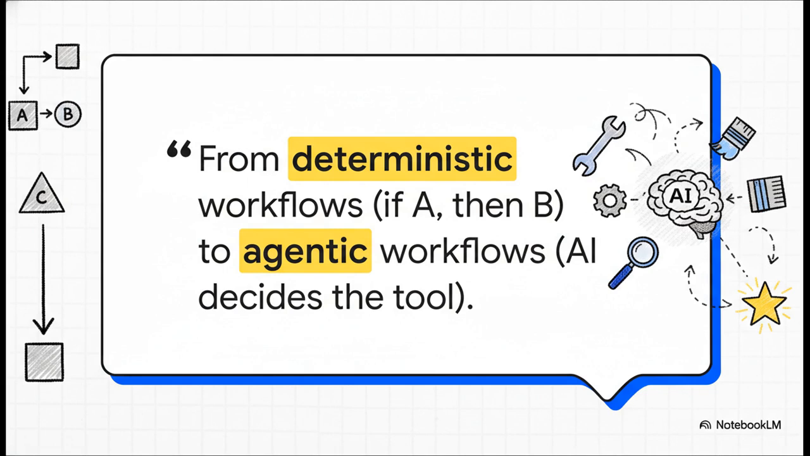Now, what does that mean? It means you can give an AI a goal, and it's smart enough to figure out which tools it needs and what steps to take to get that goal done. This is a giant leap. We're talking about going from basic automation to real intelligent autonomy.